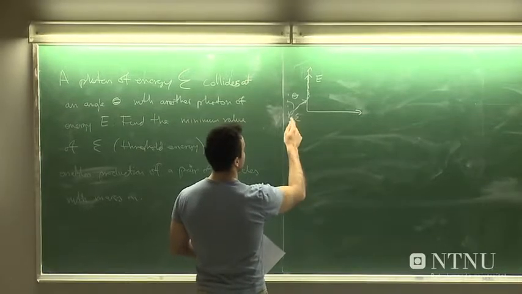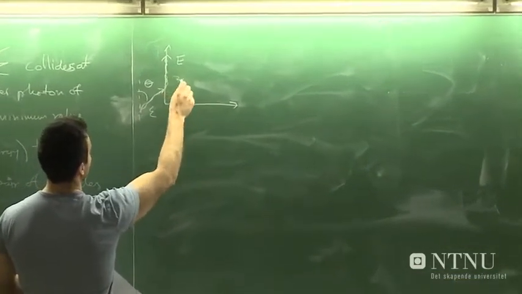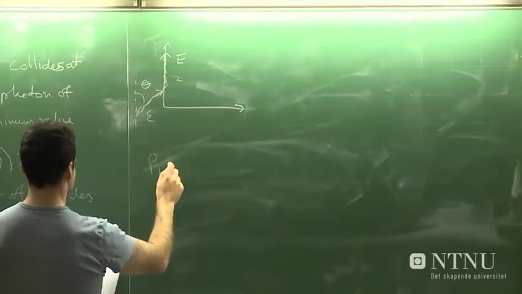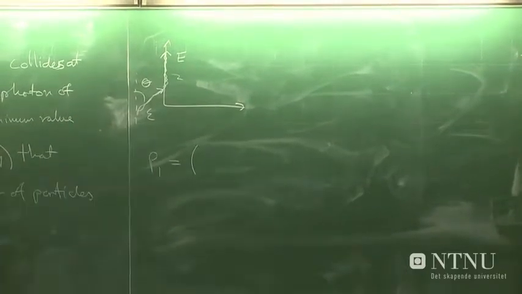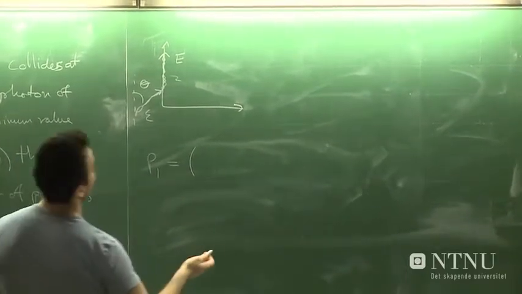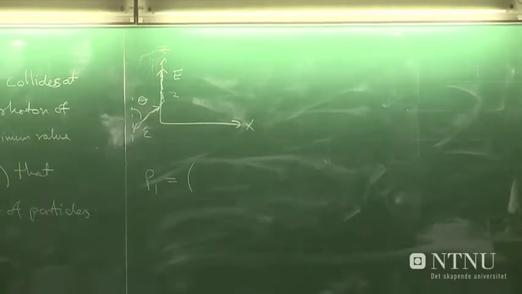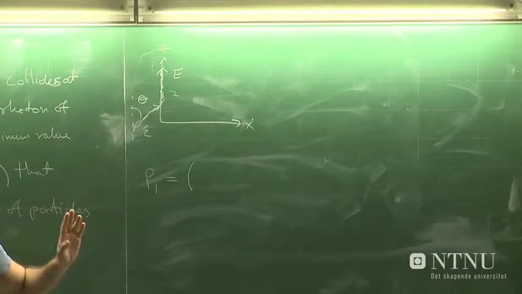So let's say this is photon 1 and photon 2. So we start by writing down the four momentum P1, and we have to choose some kind of coordinate system, so let me choose Z and X, like this. So theta is the polar angle in a standard Cartesian or spherical coordinate system.